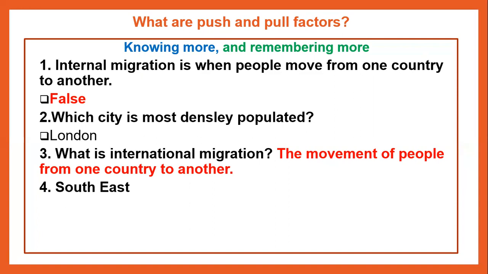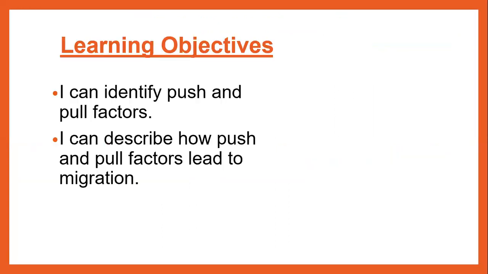Number 3, what is international migration? It's the movement of people from one country to another. And where do most people migrate to within the UK? It is the southeast. Well done to all of you who got those right. Remember you have these questions again to practice on your Purple Mash quiz at the end of the lesson. It gives you an extra opportunity to embed your learning.